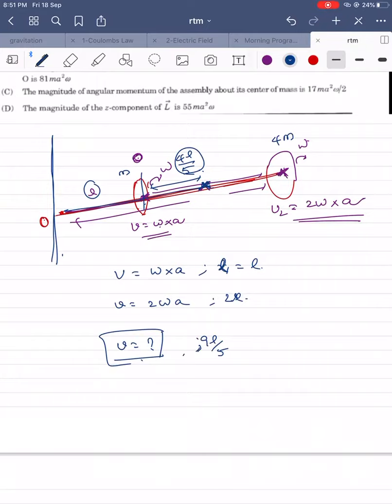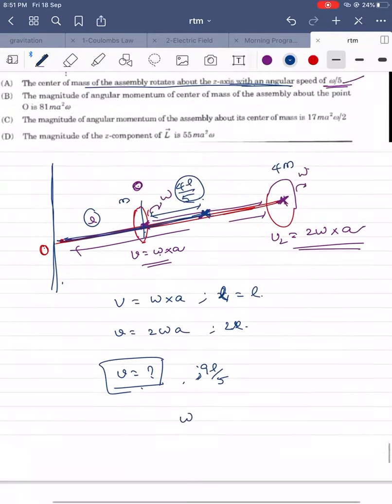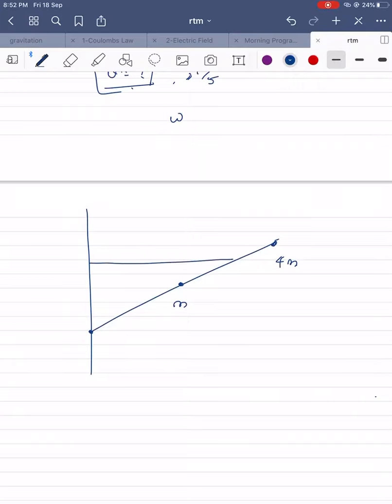9L by 5, the center of mass location. Why do I want the velocity? Omega about the z axis. Let me draw again. This is the origin and this is a mass m, this is a mass 4m, and if I get a velocity over here, this is the z axis.